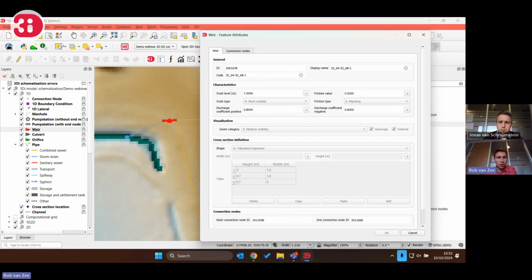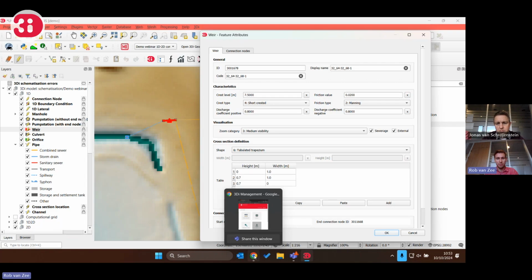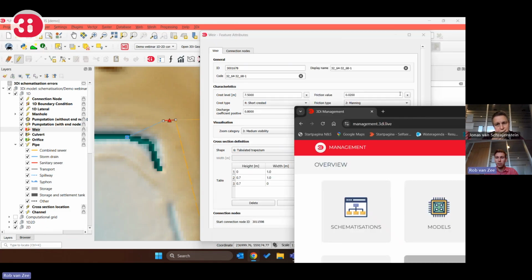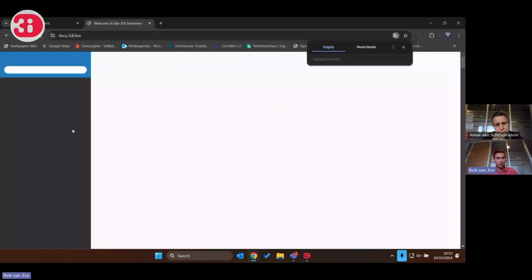Most important attributes of a weir are the crest level, so that's actually the height of the weir. You can have a long crested weir or a short crested weir, broad crested weir, excuse me, and that's just a way of calculating it. If you want to know more about that, there's a lot of information about it in the documentation. I'll briefly show that. Docs at 3Di live.